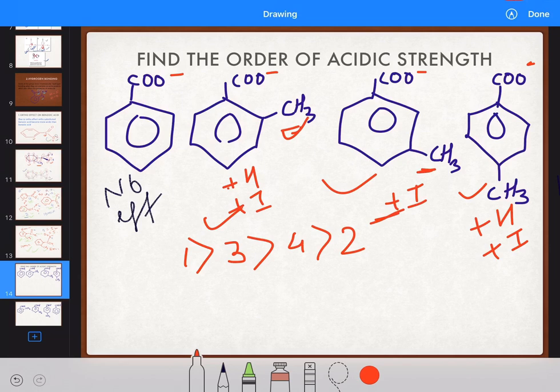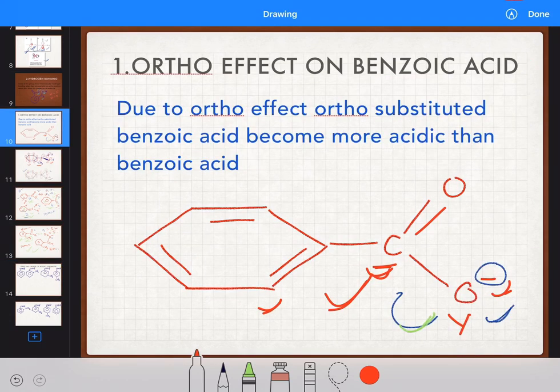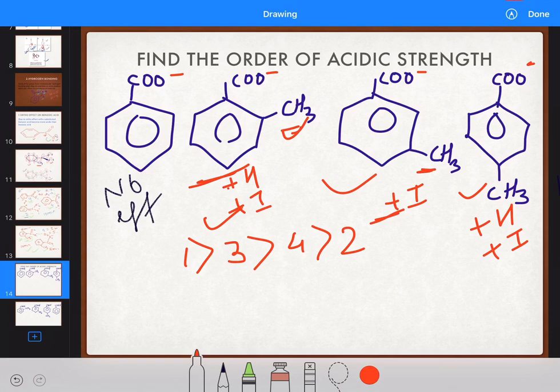Since it will be more acidic than benzoic acid, then we do not have to apply anything. What we have to do in case of benzoic acid, if SIR is not dominating, if SIR is available, is take the ortho substituted benzoic acid and put it just above the benzoic acid, because the ortho effect told us that ortho substituted benzoic acid is more acidic than benzoic acid. It means this one should be more acidic than this one.